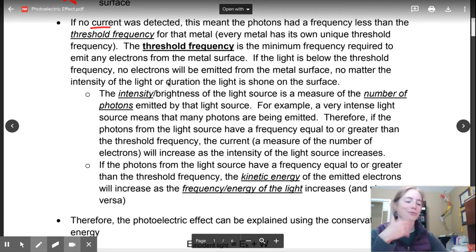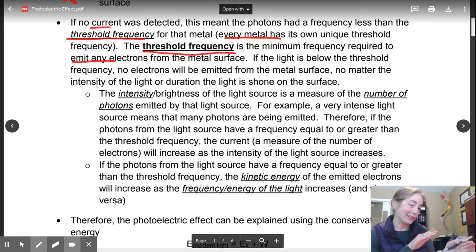Okay, so if we have a frequency of the EMR that's too low, you're not going to be able to knock free an electron. So our threshold frequency is the minimum frequency of that light in order to knock free an electron. Ladies and gentlemen, every metal is going to have its own unique threshold frequency. It's the minimum frequency required to emit any electrons. So if you get even one electron, you've gone past your threshold frequency.